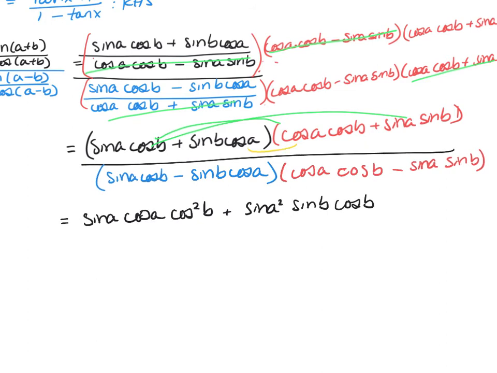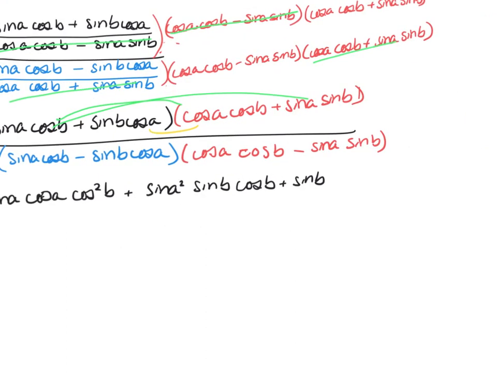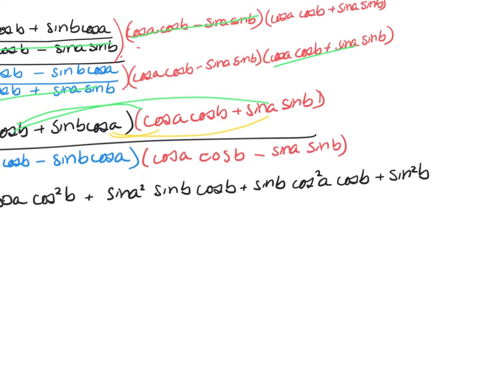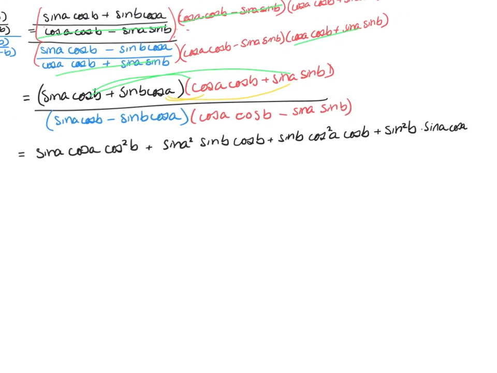I'm going to distribute and do these two, and then I'm going to get plus the sine of B, cosine squared of A, and then the cosine of B. I'm going to do these last two, and this is just the numerator multiplying it out. So I'm going to get the cosine of B, plus the sine squared of B, and then the sine of A, and then the cosine of A. Whew, that's all of the numerator.